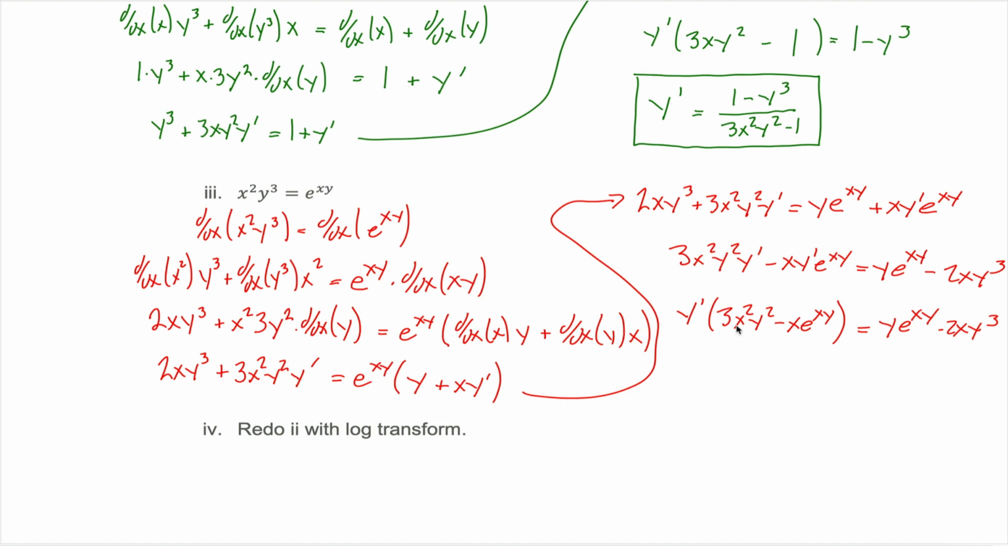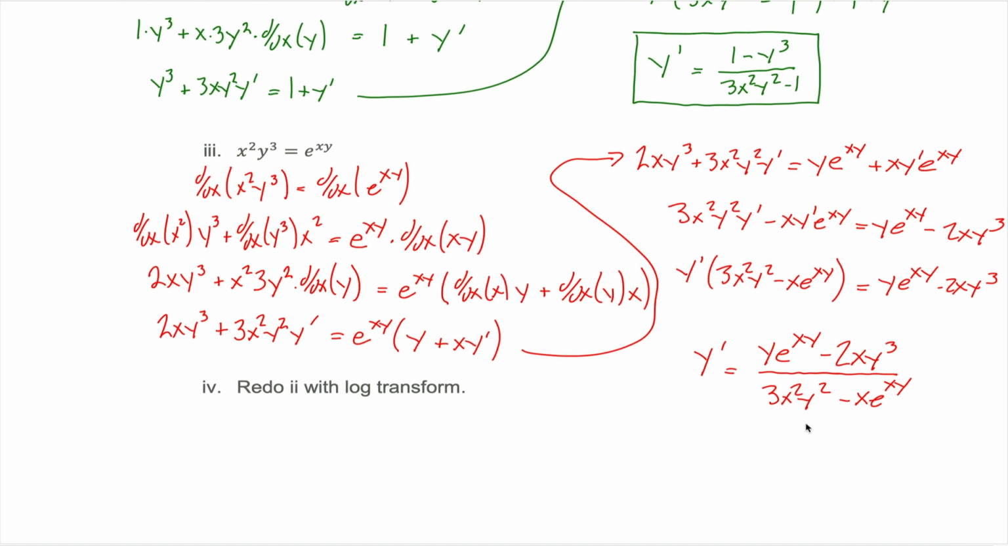And now if I want to solve for y prime, all I got to do is divide by this mess to get my final answer. Y e to the xy minus 2xy cubed, all divided by 3x squared y squared minus x e to the xy power. Wow, that's pretty wild. Even if we're not necessarily doing anything new, we're definitely thinking about stuff in a different way.